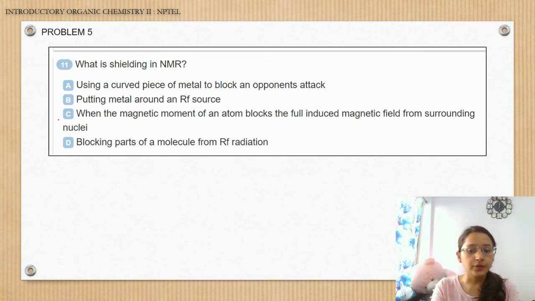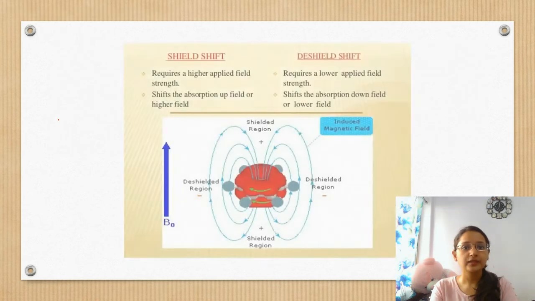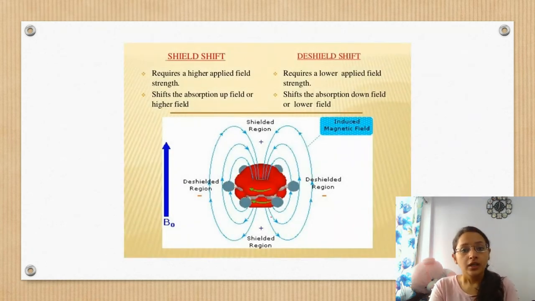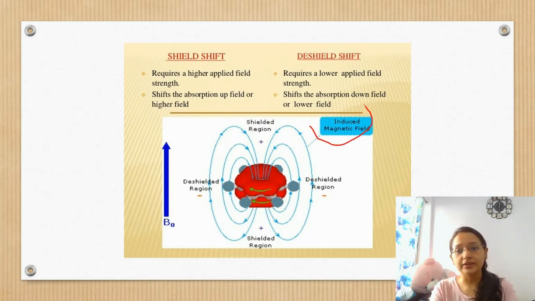So here first we have to know what shielding is in NMR. As we have discussed, the applied magnetic field generates an induced magnetic field around the nuclei. If this induced magnetic field is higher than the applied magnetic field, then de-shielding is observed. So it requires a lower applied field strength.